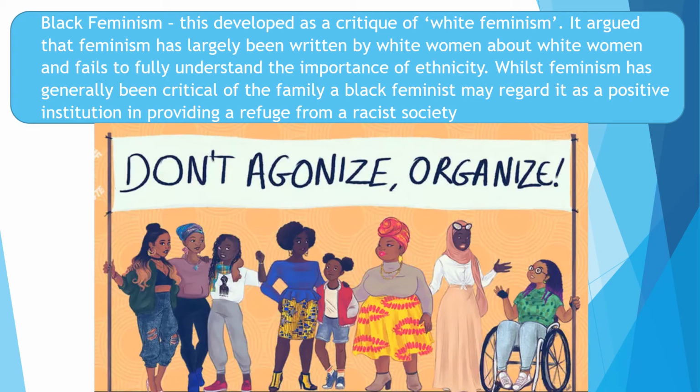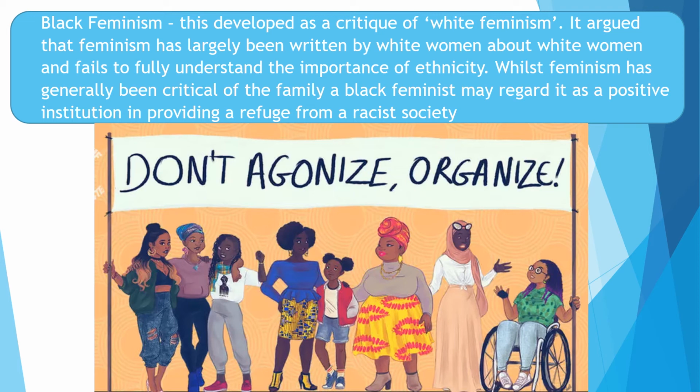And last but not least, there's a little bonus extra on there, which is black feminism. So again, this is a bit like Marxist feminism, which is class and feminism. This is ethnicity and racism and feminism. It's argued that feminism has been predominantly narrated by white women who don't understand the experiences of black women or ethnic minority women.